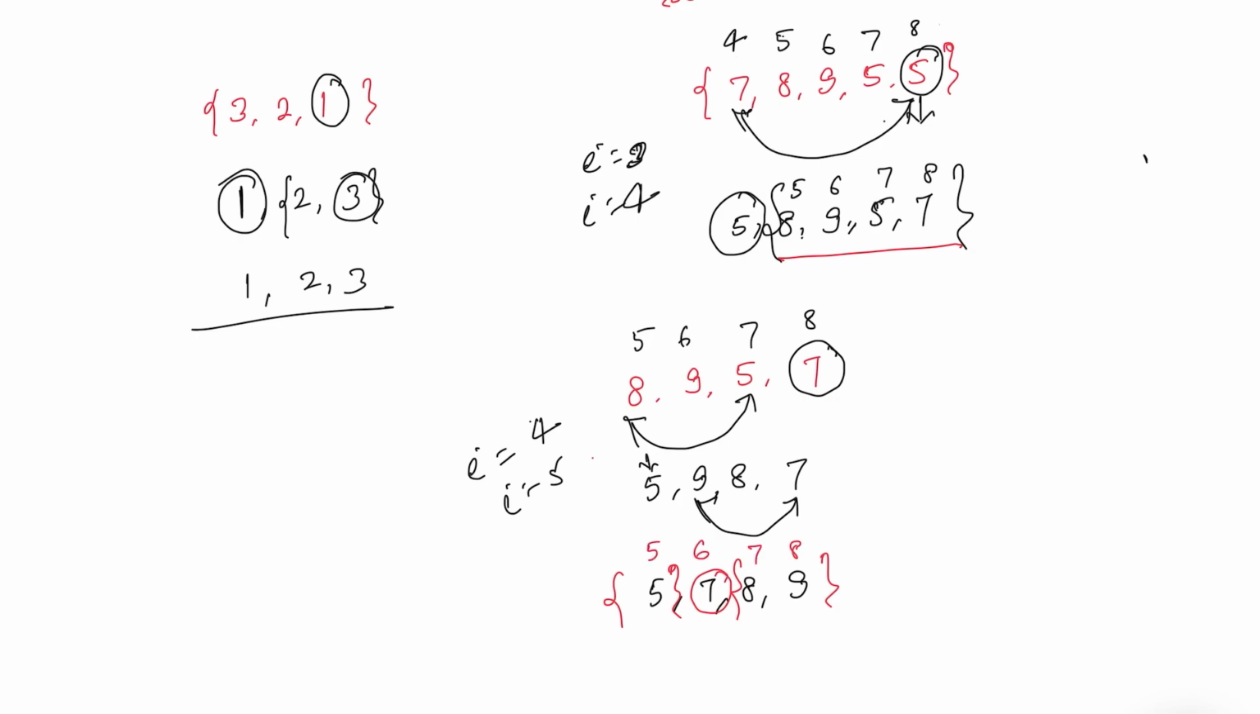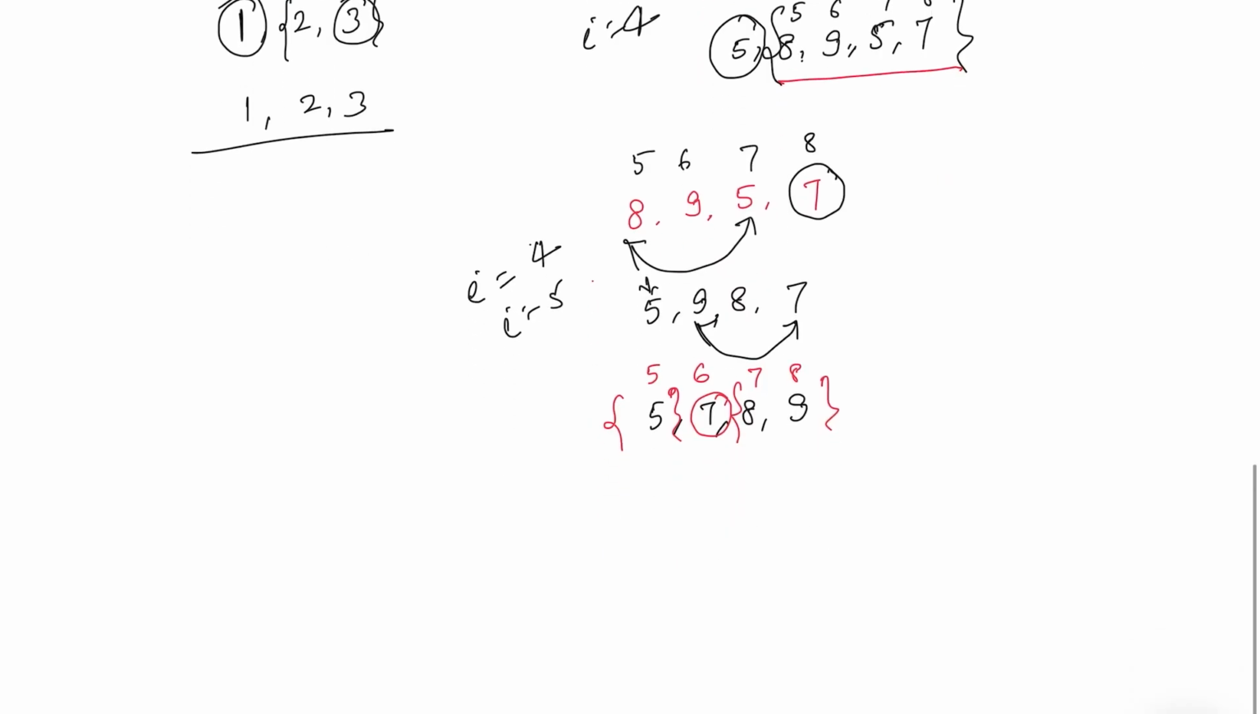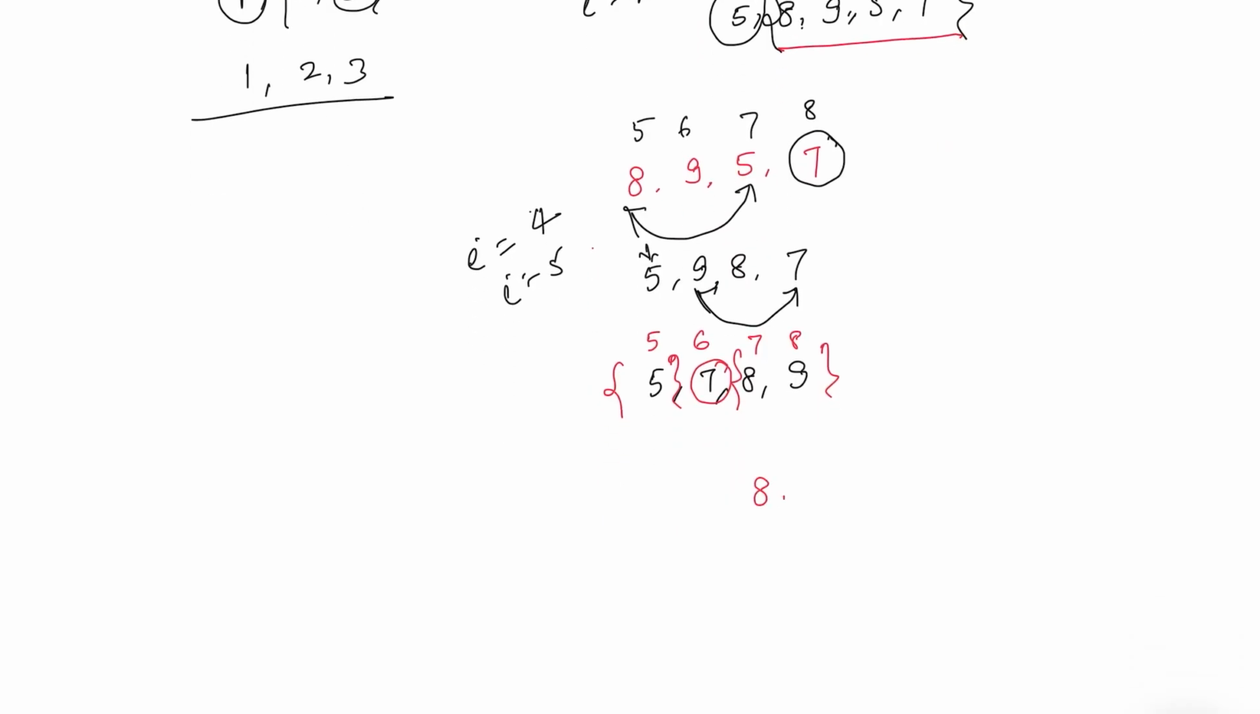So there is only one element, 5. This is already sorted, a single element is already sorted, so there is nothing to sort here. Now see what we have to sort: 8 and 9, whose indexes are 7 and 8. So we have to compare 8 and 9. 8 is less than 9, yes.